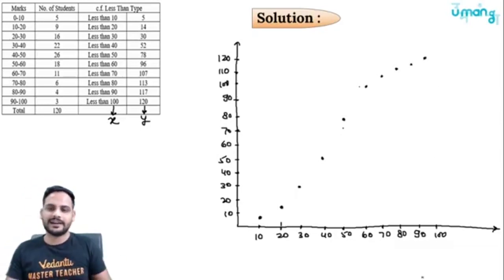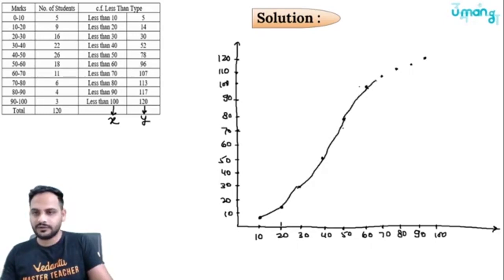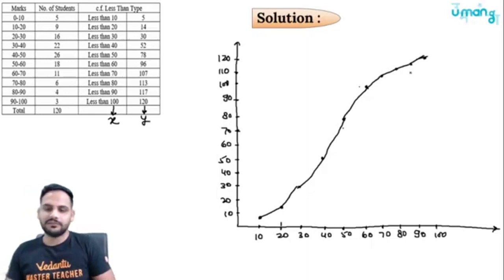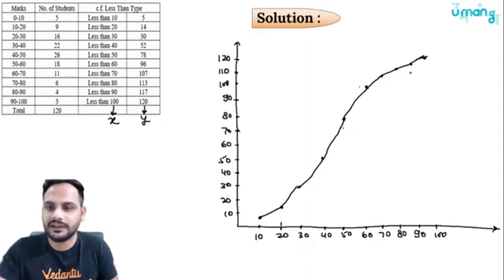Got it? Just a rough diagram I have drawn. So if I join all of them with free hand, point to point I am joining, this will give me my ogive. This is the less than ogive which I required.